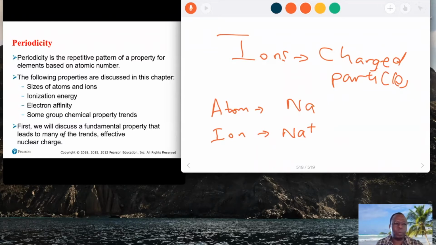But first we will look at what we call the effective nuclear charge. All right, this is a fundamental property which also follows some periodic trend on the table.